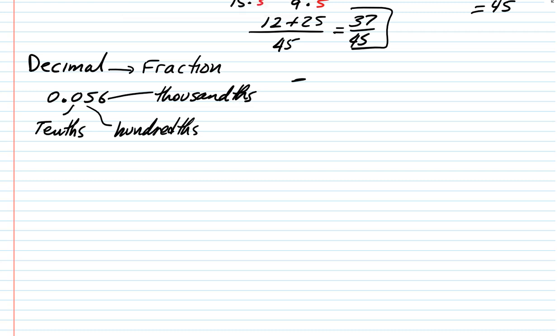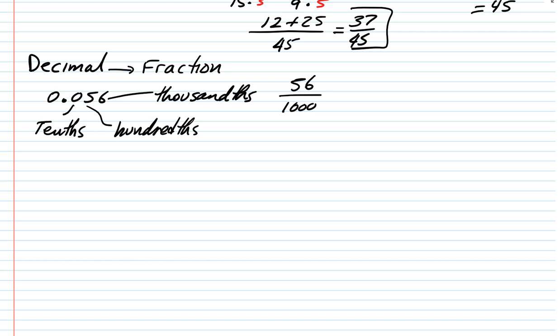So I'm just going to write it as 56 over 1,000. And that's it. It's 56 thousandths. And that's what we want to do. Again, just read it, 56 thousandths. And there we have it. Now, of course, you can reduce the fraction to lowest terms. I just want to show how to go from decimal to fractions.